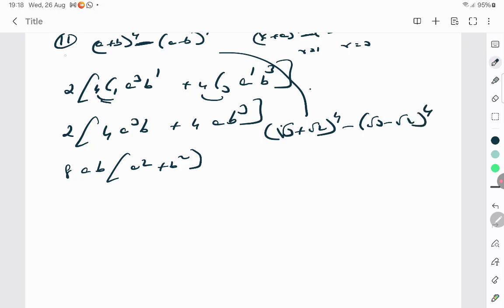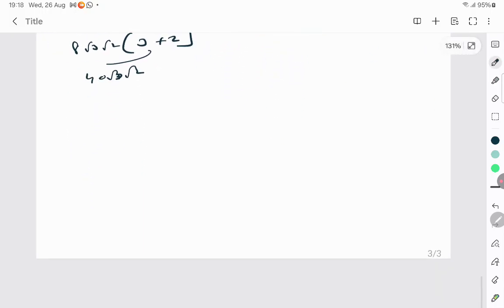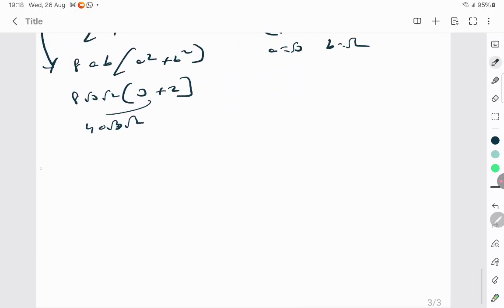You already know this will become this, where a is root 3, b is root 2. Just put that in the formula. 8 into root 3 into root 2 into (a square plus b square). 8 5s are 40, root 3 into root 2 or root 6 is the answer. Check your book back. Just substituting in the final answer.